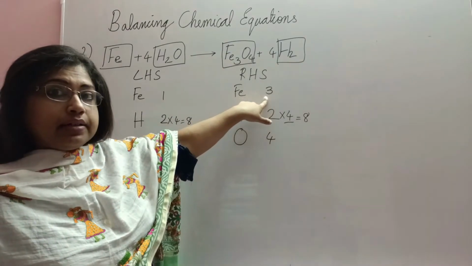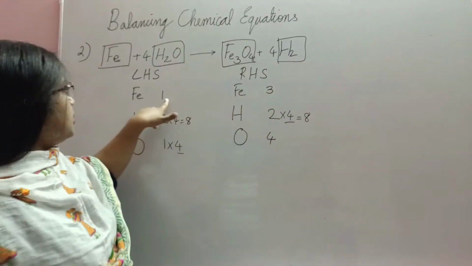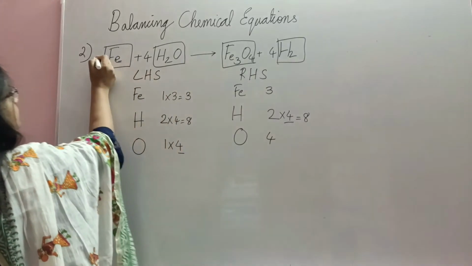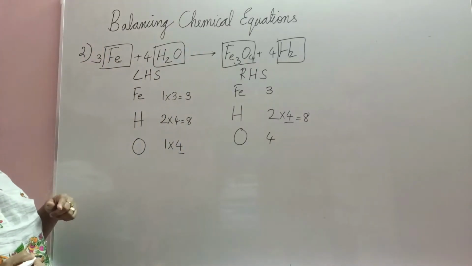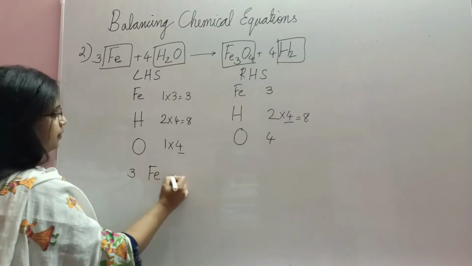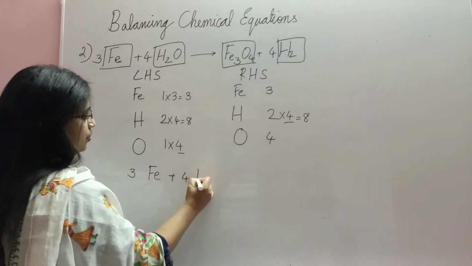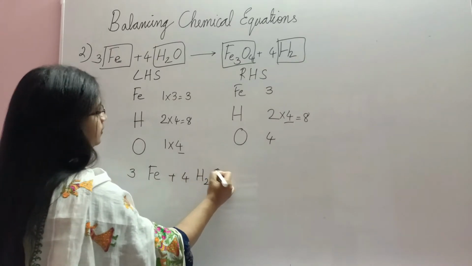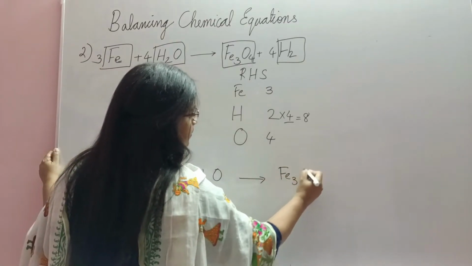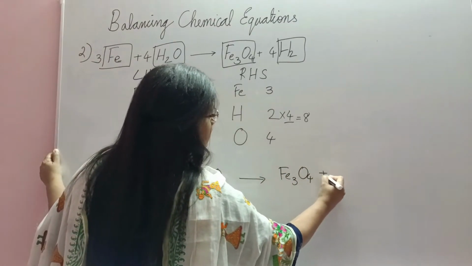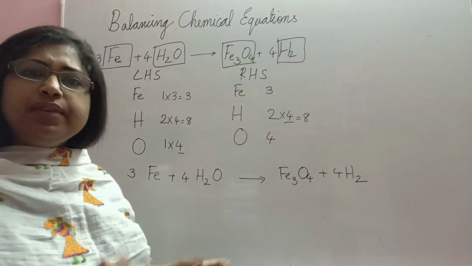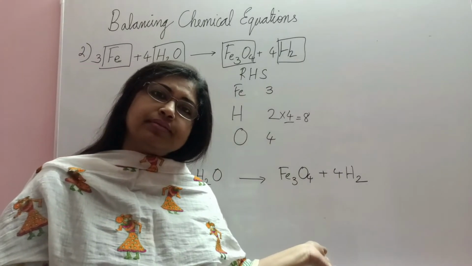Now what about iron? Here 3 are there, here only 1. So multiply this side by 3. Okay? So you can write the balanced chemical equation: 3Fe plus 4H2O giving Fe3O4 plus 4H2.